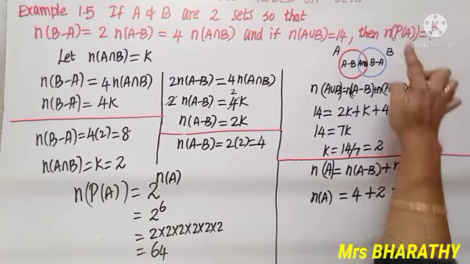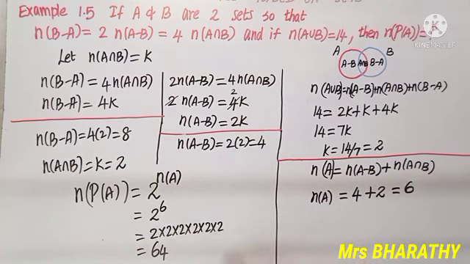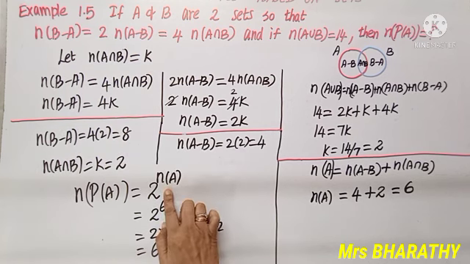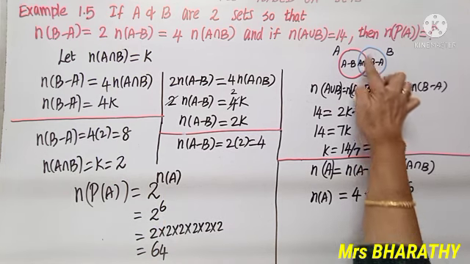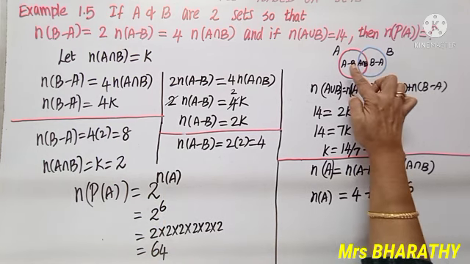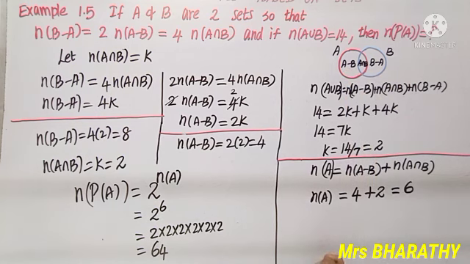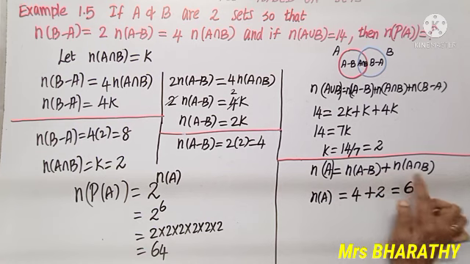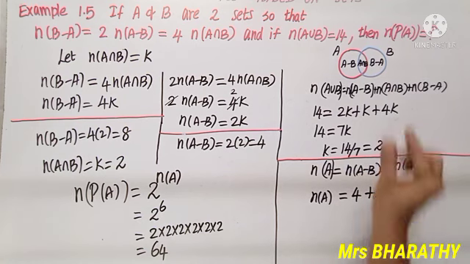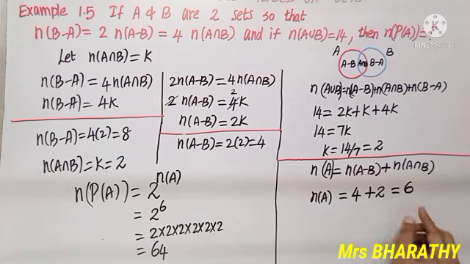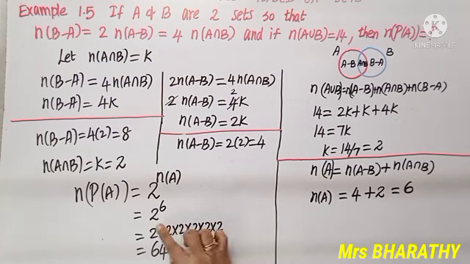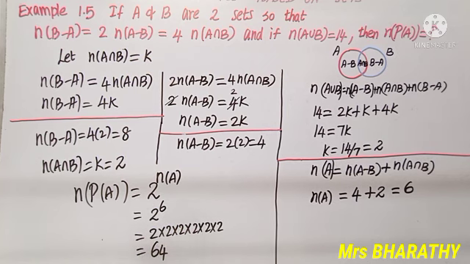Now my question is n of P of A. What is the formula? 2 power n of A. So I need to find out what is n of A. Back to the diagram. A is nothing but the union of A minus B and A intersection B. So n of A is n of A minus B plus n of A intersection B. As I add both, I arrive at the answer 6. 2 power 6 gives me 64. So n of P of A is 64 and that completes the answer.